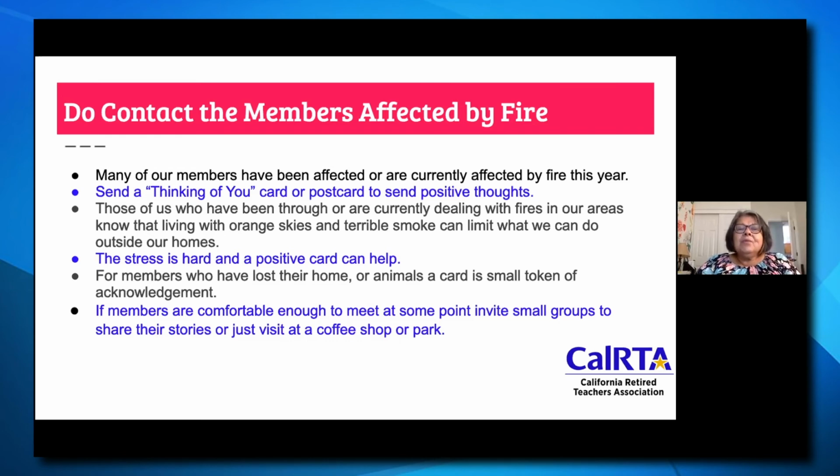We know that living with the orange skies and the terrible smoke can limit what we can do outside of our homes. We can't get together. It's so stressful to be in that situation. Even if your home is not in danger at the moment, those orange skies and smoke are awful. And a positive card can bring a smile to somebody's face. If a member has lost their home or an animal, the card is a small token of acknowledgement and sincerity that we are thinking about them.